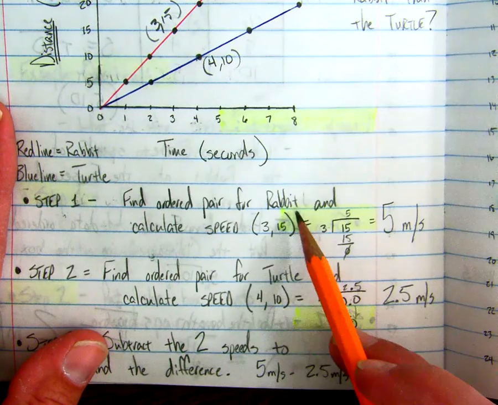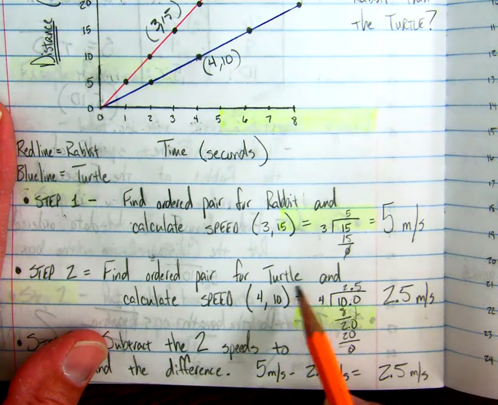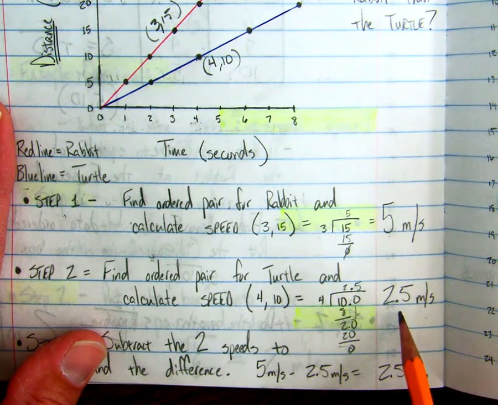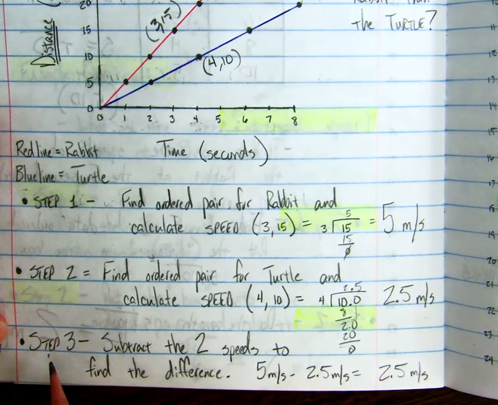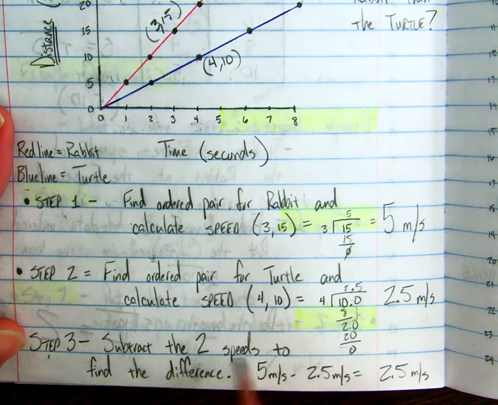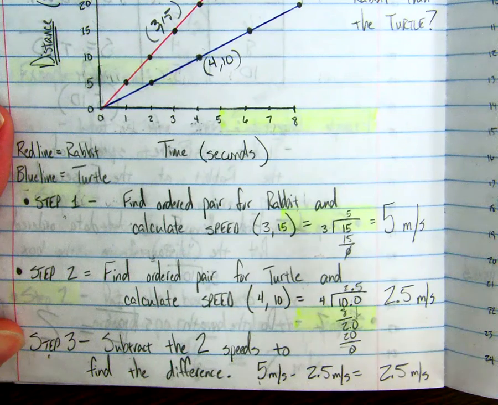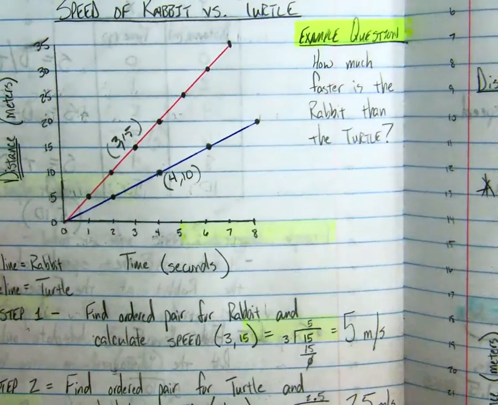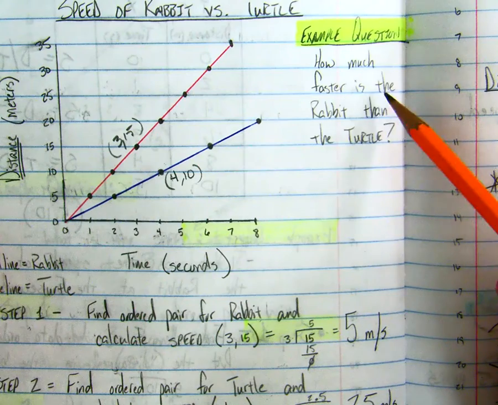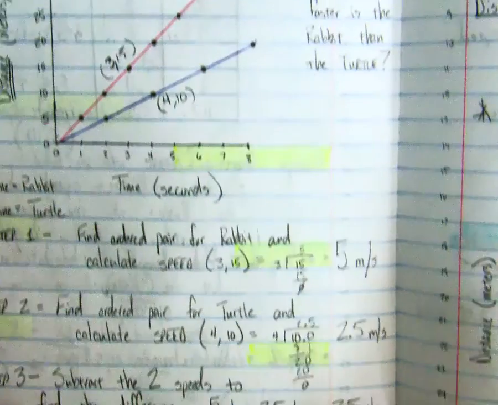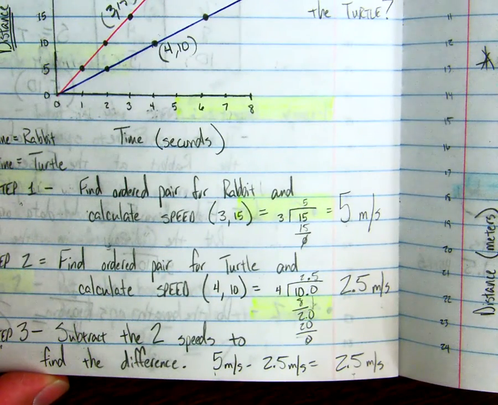So now we have the speed of the rabbit at 5 meters per second, and we have the speed of our turtle at 2.5 meters per second. Step 3 now is to subtract the two speeds to see the difference. We're going to take the speed of our rabbit, which is 5 meters per second, and subtract 2.5, which is the speed of our turtle. That leaves us with a difference of 2.5 meters per second. So if we go back up to what our question asks, how much faster is the rabbit than the turtle? Well, the answer to that is 2.5 meters per second.